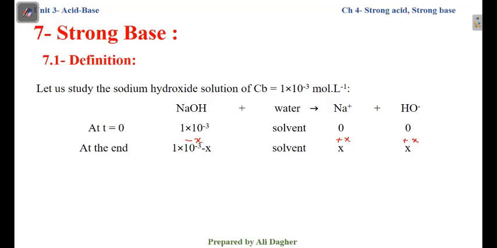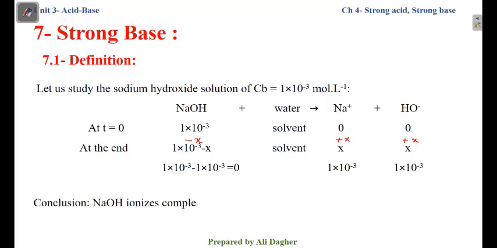X is the concentration of HO minus at the end of the reaction, which equals 1 × 10 negative 3 for the second solution. Then 1 × 10 negative 3 minus 1 × 10 negative 3 equals 0, and 1 × 10 negative 3 for Na plus and 1 × 10 negative 3 for HO minus. Then NaOH has completely ionized in water. Conclusion, NaOH ionizes completely in water.